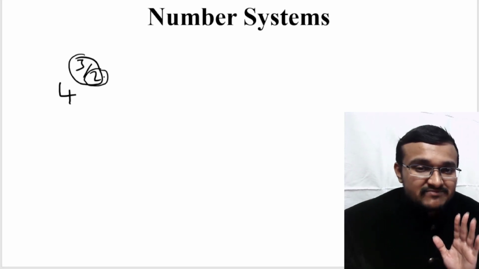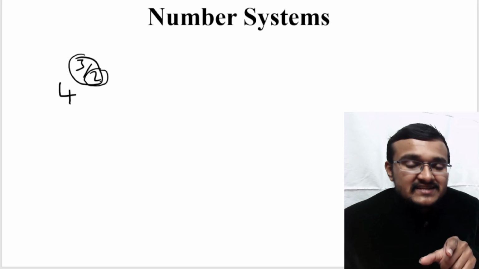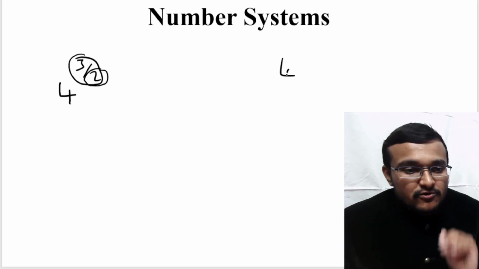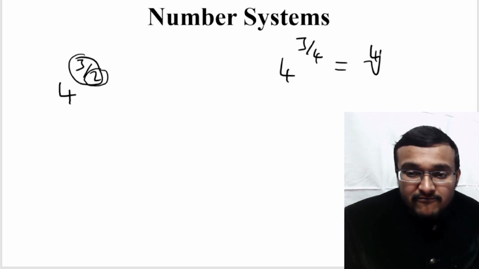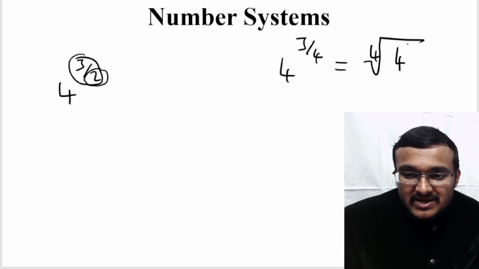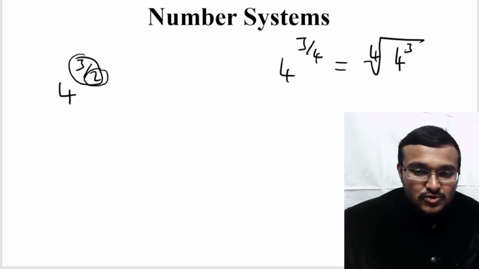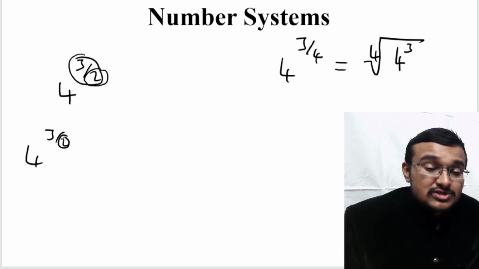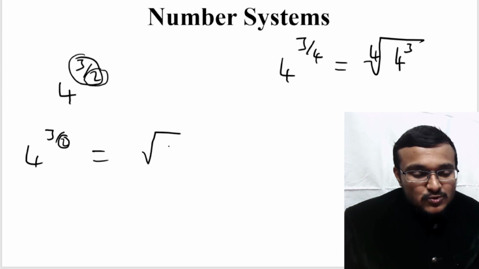So here 2 is there, which means it is square root of 4. If 4 is there in the denominator, then it is fourth root of 4. For example, if 4 power 3 by 4 is there, then this is fourth root of 4, and 3 will be there in its numerator as it is. So here also you have 4 power 3 by 2, which means it is square root of 4 power 3.